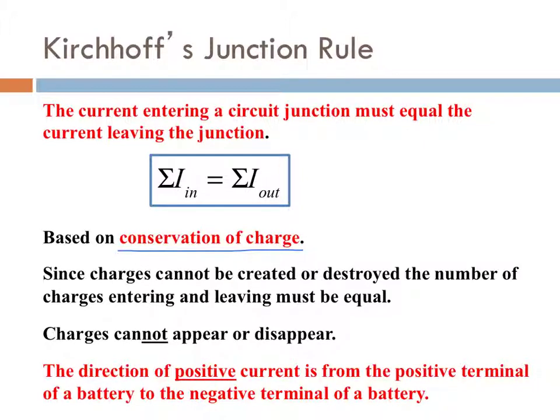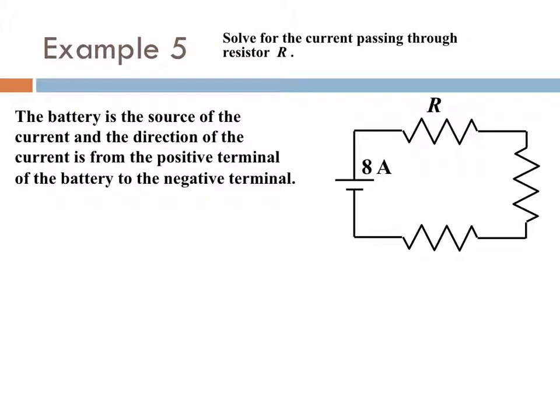Remember that the direction of positive current is from the positive terminal of a battery to the negative terminal of a battery. Again, we know that electrons are actually the ones that move, but it's easier for us to think of protons moving. So this first example, we're going to start from our battery, and we see that we have 8 amps. Again, this is our current. Make sure you look at units here. This is the current that comes out of our battery.